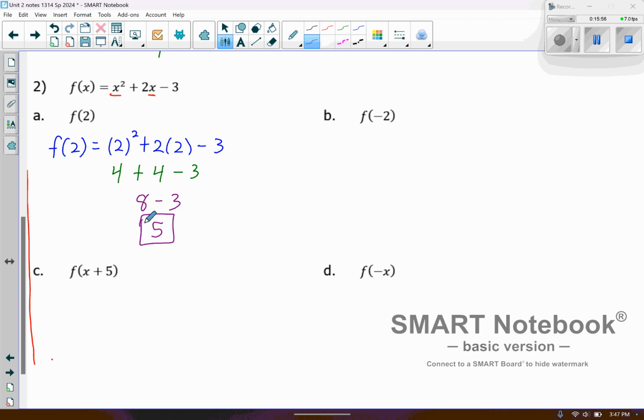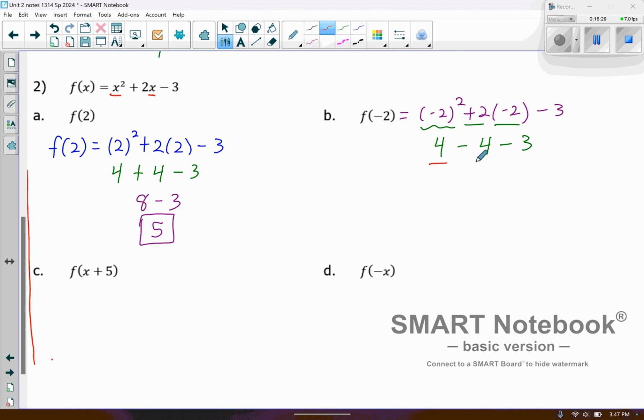All right. So let's go ahead and look at B. I'm going to plug in negative 2 now. So this is going to be negative 2 squared plus 2 times negative 2 and then minus 3. All right, so let's see. Negative 2 squared, negative 2 times negative 2 is positive 4. And then plus 2 times negative 2, that'll become a minus 4. And then minus 3.